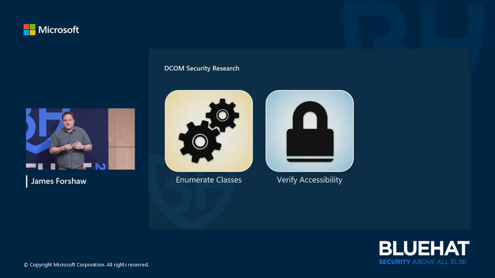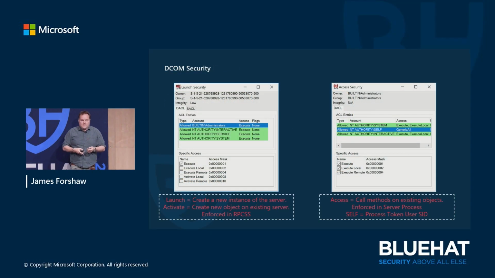So the second step of security research is actually verifying that those interesting classes that you've seen and discovered using your analysis are actually something you can access, because COM does have security mechanisms in place to allow you to control who can access what COM objects and actually who can invoke what COM methods.